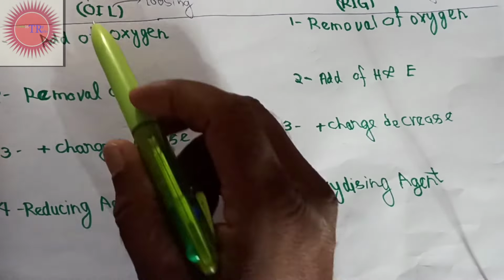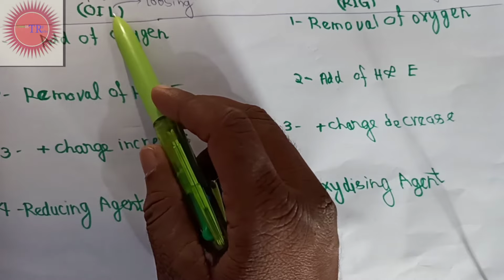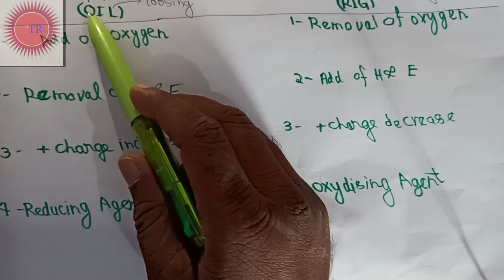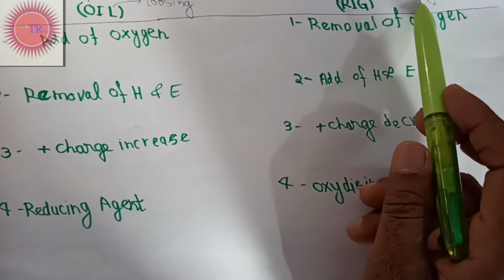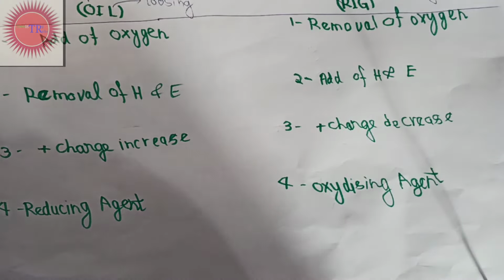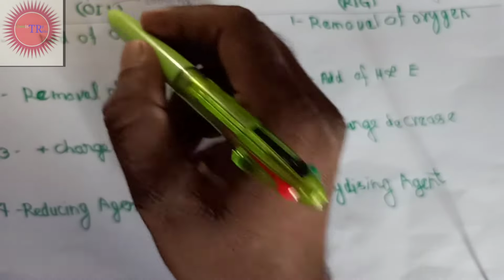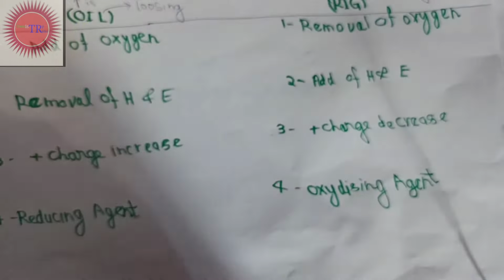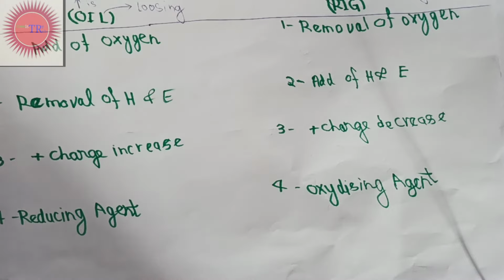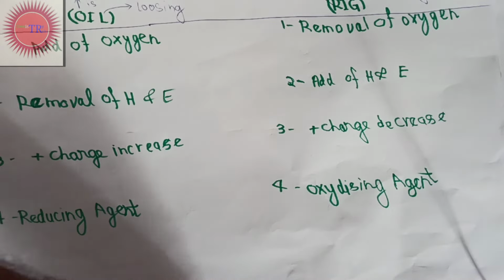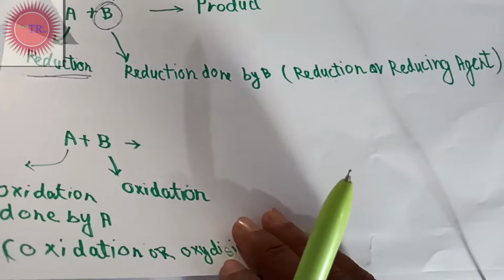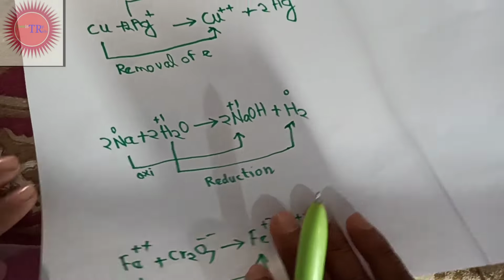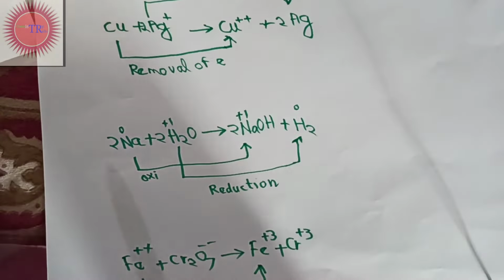And for oxidation you can simply learn OIL: oxidation is losing, and reduction is gaining. Gaining what? Electron gaining. If you learn this definition only, then the whole definition will always be recalled. Okay, I am giving some examples to help you understand that. Here you see the first example.